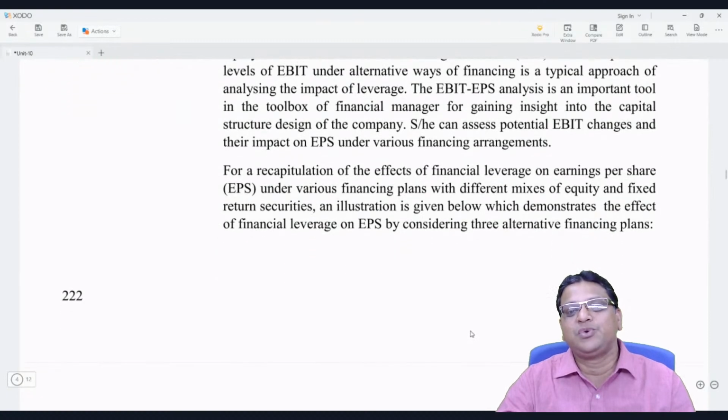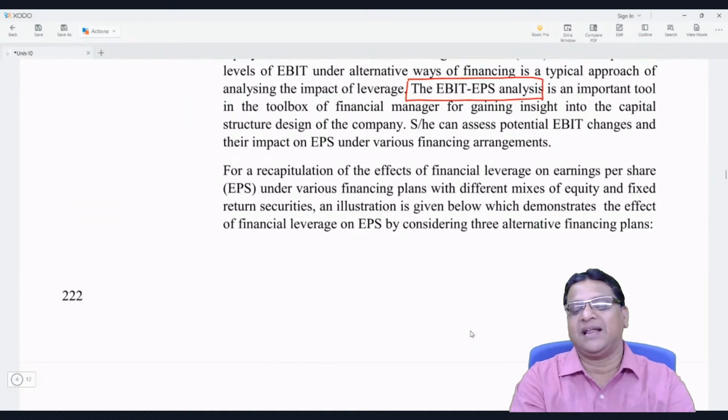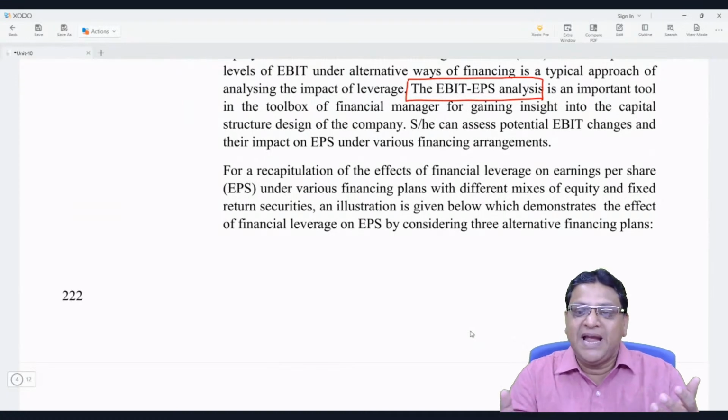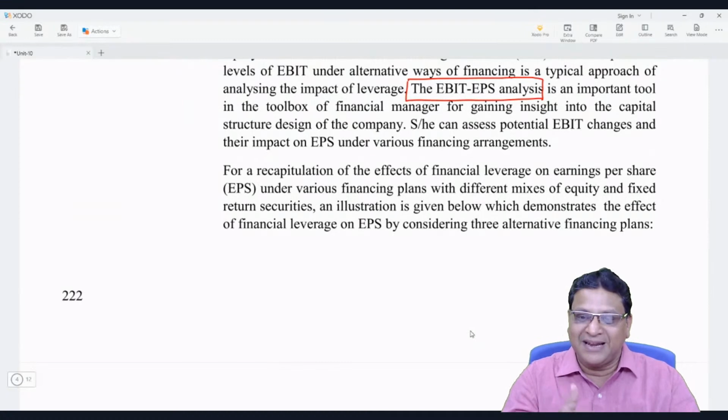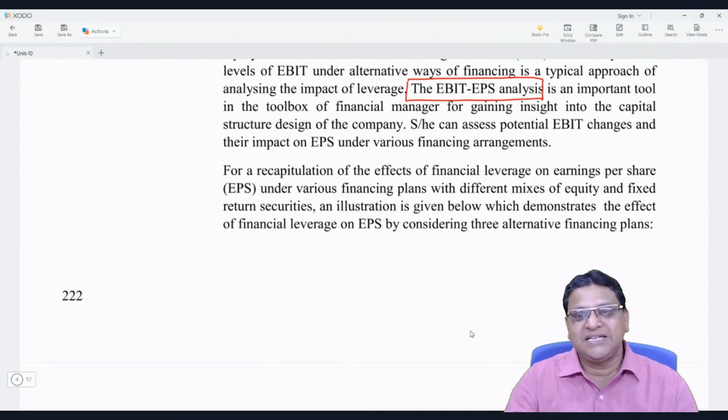For this we do one analysis. That analysis is known as EBIT-EPS analysis. So now we will discuss EBIT-EPS analysis. What is EBIT-EPS analysis? In this case, the EBIT in different capital structures will be known, and you have to calculate EPS in different capital structures. What is EBIT? EBIT means earning before interest and tax. And what is EPS? EPS means earning per share.